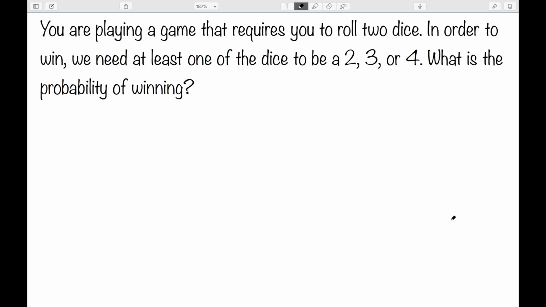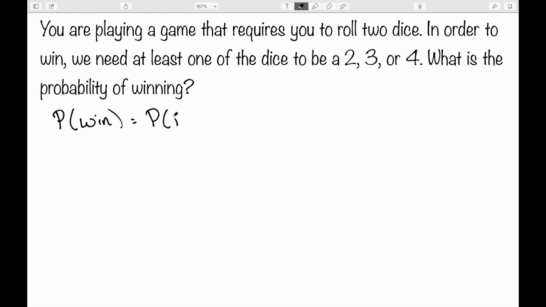You're playing a game that requires you to roll 2 dice. In order to win, you need at least one of the dice to be a 2, 3, or 4. What is the probability of winning? Well, in this case, we want the first die to be a 2, 3, or 4, or the second die to be a 2, 3, or 4.